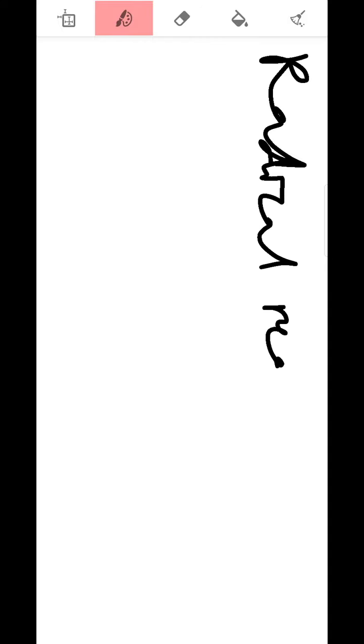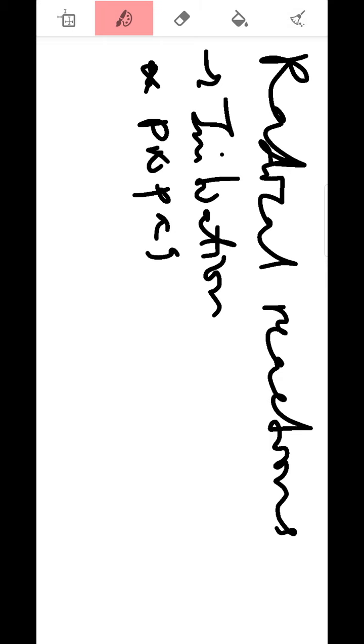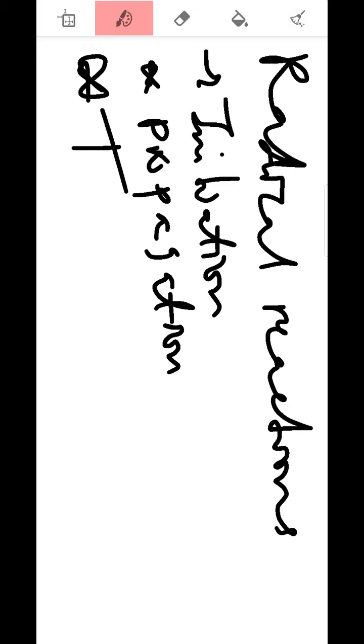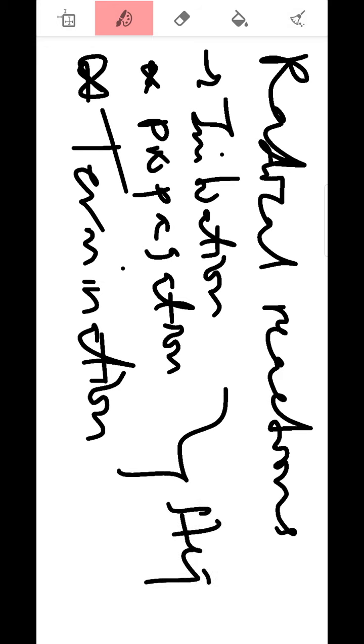Yes, and when we talk about radical reaction, we all know that radicals are unstable species. Basically, the reaction pathway for a radical reaction has three steps. We have the initiation, and the second, after you initiate, is the propagation. And the last step is the termination. So these are the three steps involved in a radical reaction.